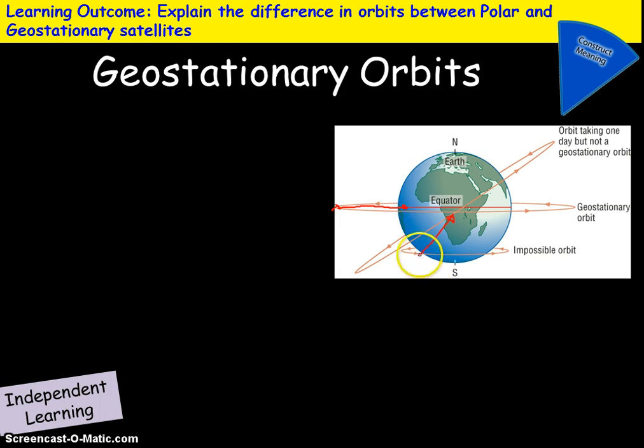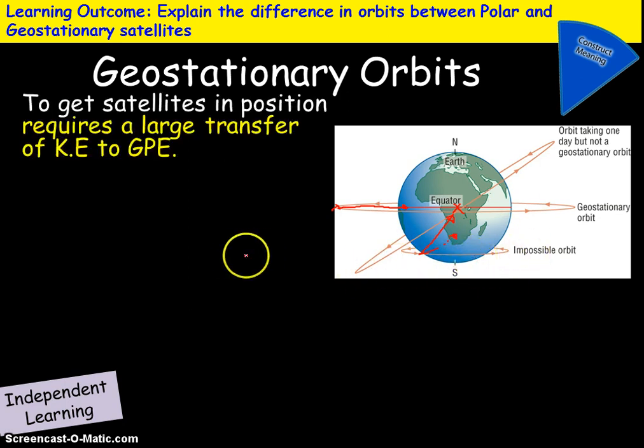Now, if there was a force here, that would cause the satellite to veer off in this direction, and obviously it would be changing its position over the Earth constantly. So a geostationary satellite has to be over the equator, otherwise the centripetal force doesn't act towards the centre of mass, which is at the centre of the Earth. And this would be an impossible orbit.